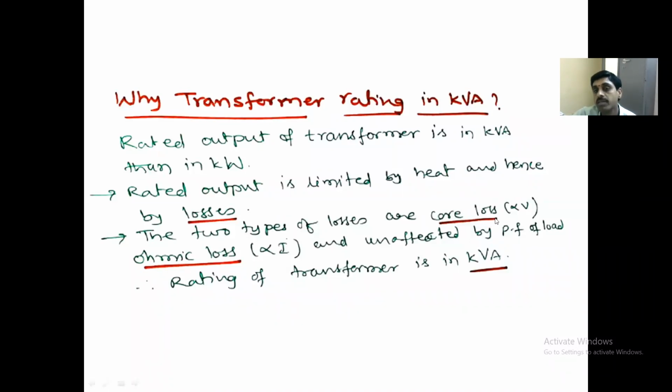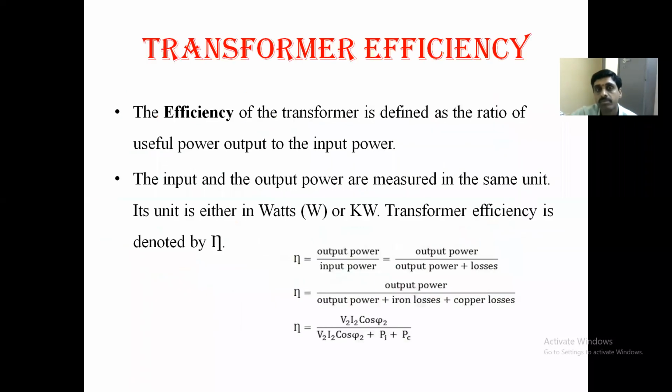There are two types of losses: core loss, which is proportional to voltage, and ohmic loss, which is proportional to current, and both are unaffected by the power factor of the load. Therefore, the rating of the transformer is in kVA. Mainly, losses decide the output. So core loss depends on voltage and ohmic loss depends on current. We will take both V and I.